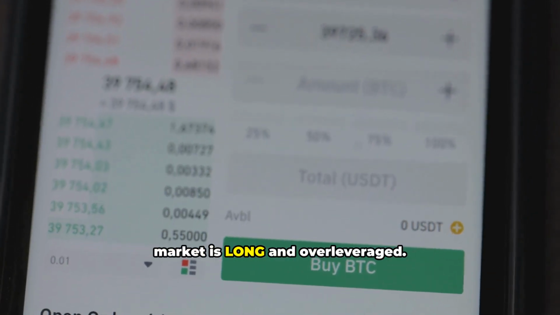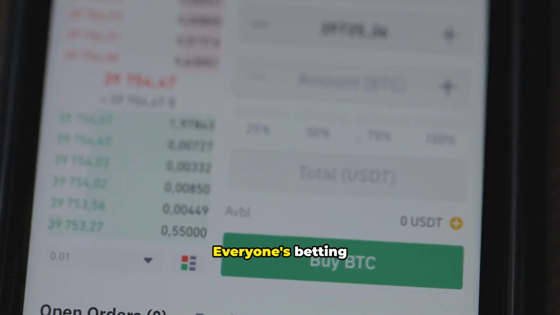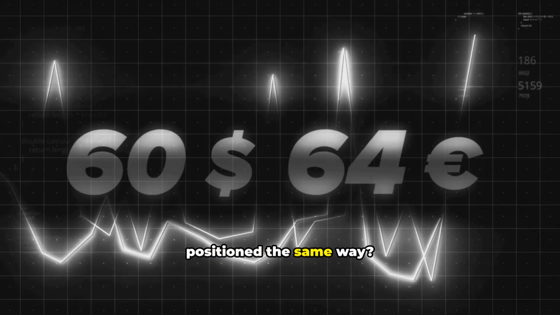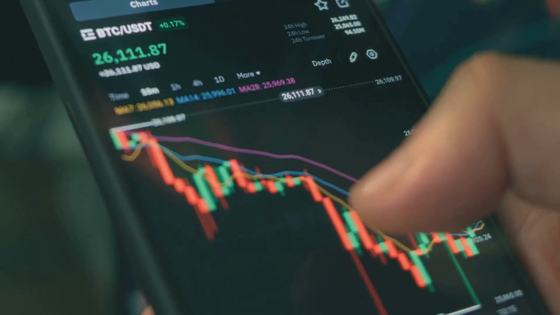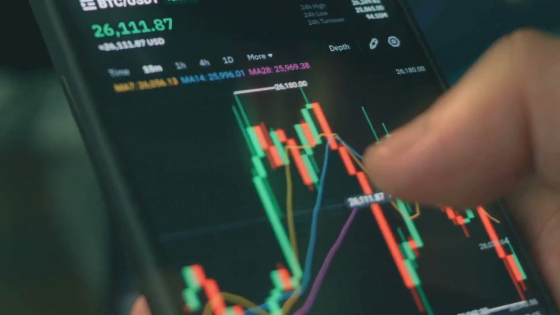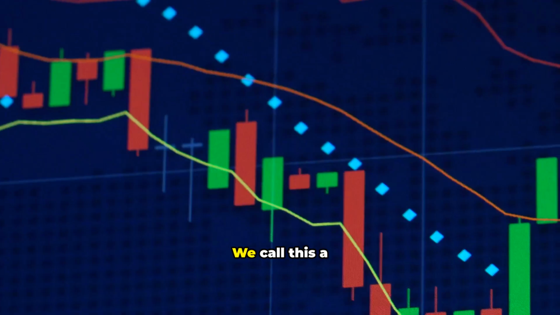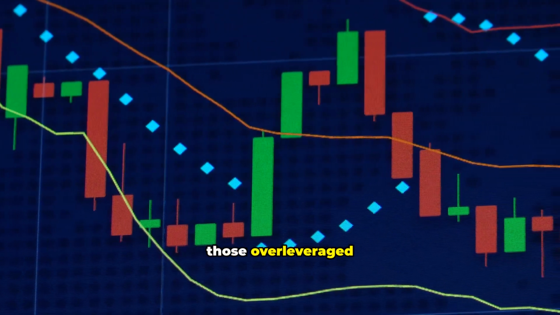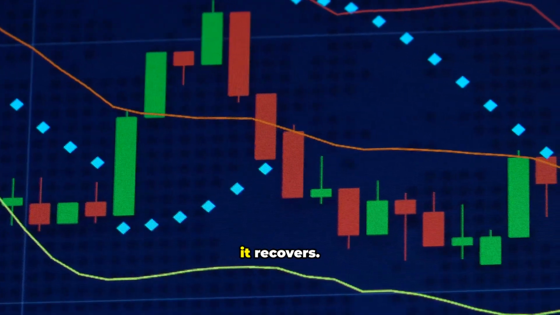of the market is long and over-leveraged. Everyone's betting on price going up. And what happens when everyone is positioned the same way? The market punishes them. We call this a funding flush. Price drops sharply to liquidate all those over-leveraged longs, and then, it recovers.